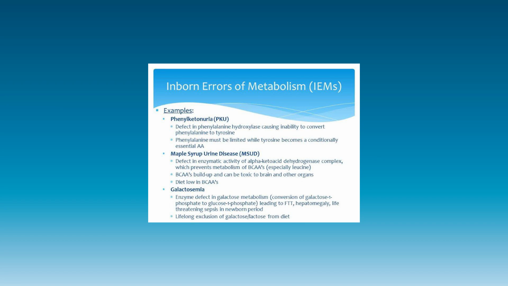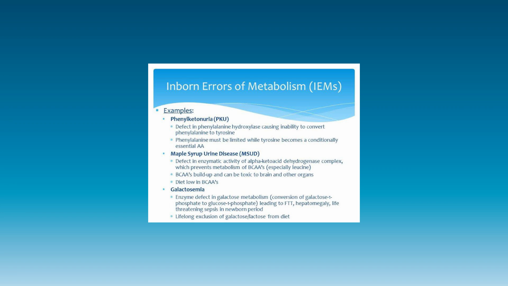PKU, phenylketonuria. This is when there's a defect in the phenylalanine hydroxylase enzyme. That causes an inability in the body to convert phenylalanine to tyrosine. So we can't break down phenylalanine, so that builds up and becomes toxic. And we then have a deficiency in tyrosine because we're not breaking down the phenylalanine to tyrosine. So the formula for these patients is going to be a metabolic formula. It's not going to contain phenylalanine, and it's going to contain tyrosine.